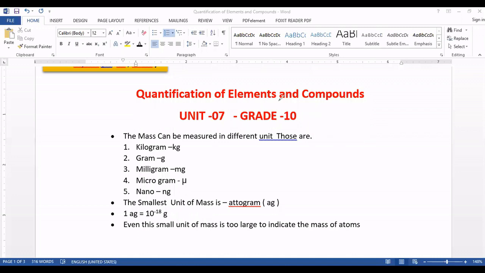In this chapter we are going to discuss mainly 4 or 5 topics. Number one is relative atomic mass. Number two is atomic mass unit. Number three, relative molecular mass. Number four, Avogadro constant. Number five is the mole. We'll discuss those topics.